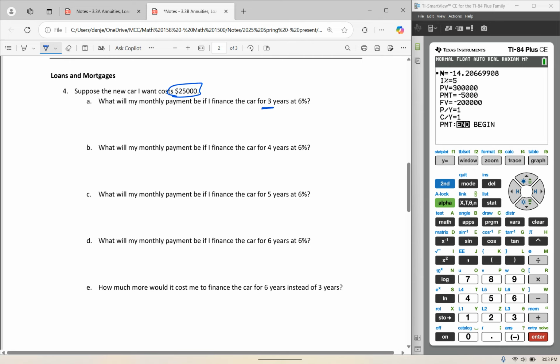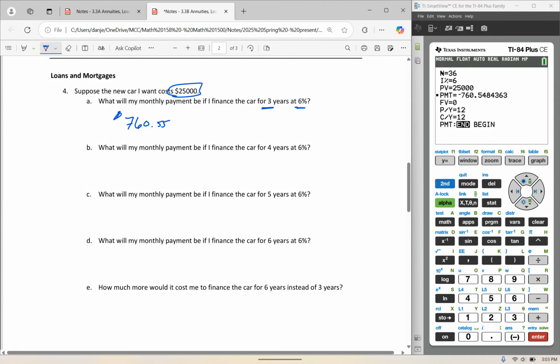If I finance that car for 3 years at 6% interest, what would be my payment? Okay, so 3 years, 12 months per year, 36 months, 6% interest. The present value of the loan is $25,000. And the future value of the loan will be paid off. That's 0. My payments are made monthly and my interest is compounded monthly. What will my payments be? Alpha solve. I would need to make monthly payments of $760.55.